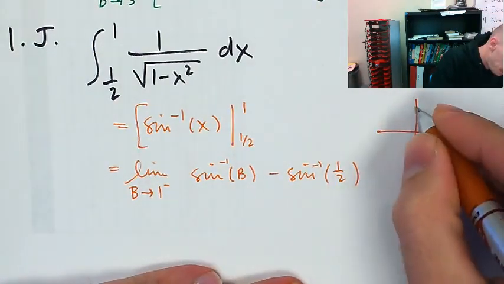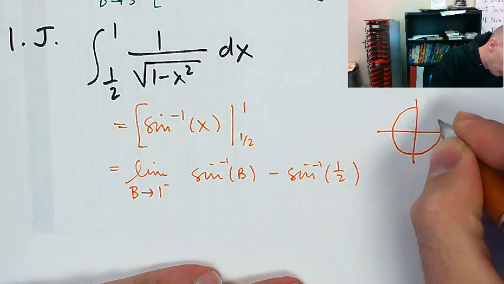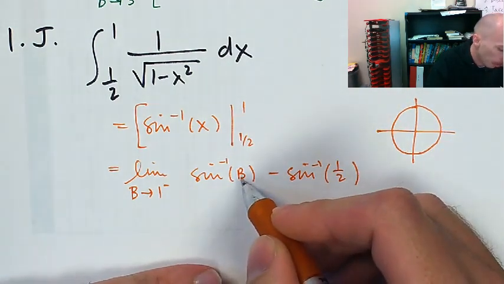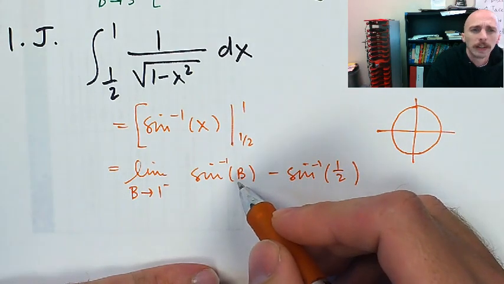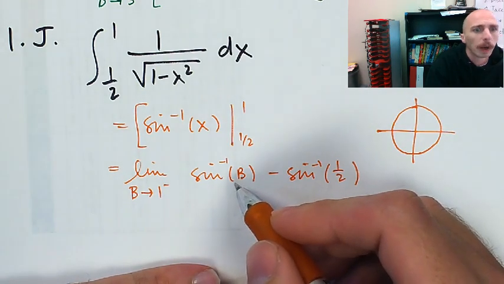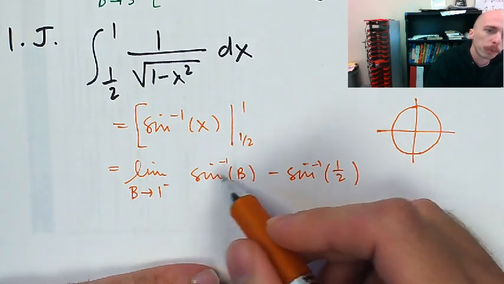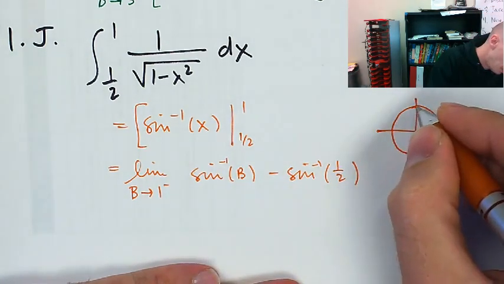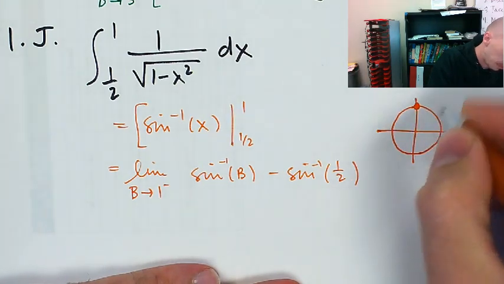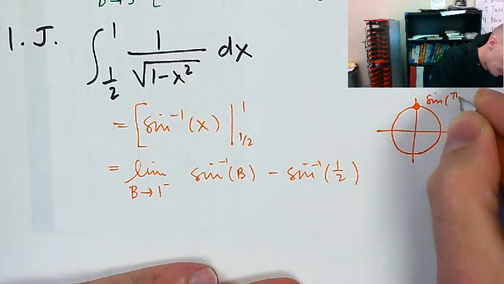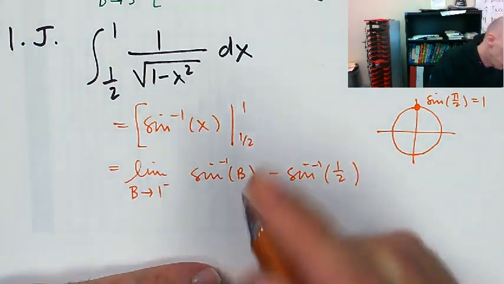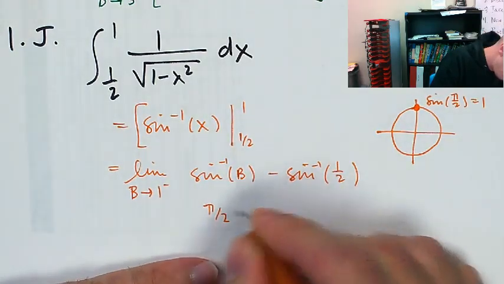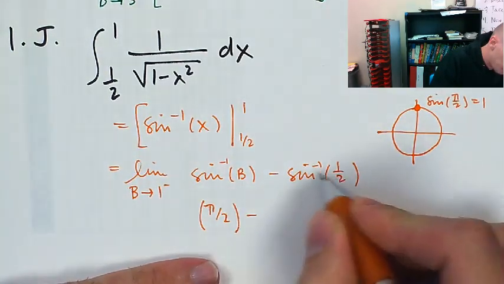All right. It's a good thing that b is approaching 1 from the negative side, because if it was approaching 1 from the positive side, where on the unit circle is the sine of theta equal to 1.5? Well, never, right? It's never bigger than 1. So as we're approaching 1 in the sine world, theta is getting closer to this, right? Because sine of pi over 2 is equal to 1. That means that inverse sine of 1 is pi over 2. So that's pi over 2 minus arc sine of 1/2.